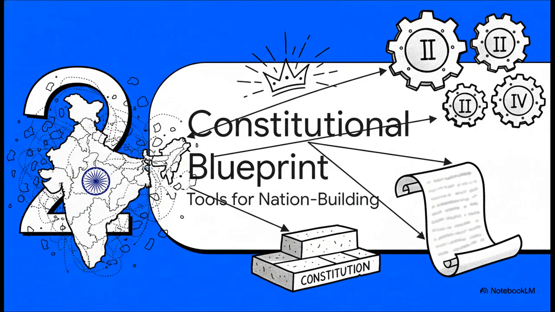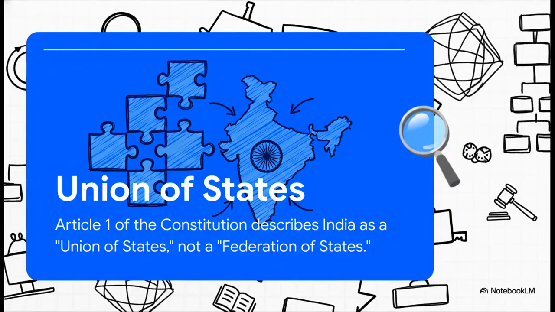Well, the answer, and it's a brilliant one, lies right there in the first 4 articles of the Indian Constitution. Right off the bat, in the very first article, the founders made an absolutely crucial distinction. They described India as a union of states. Now that might sound like just semantics, but it wasn't just a word choice. It was a foundational declaration with huge implications.